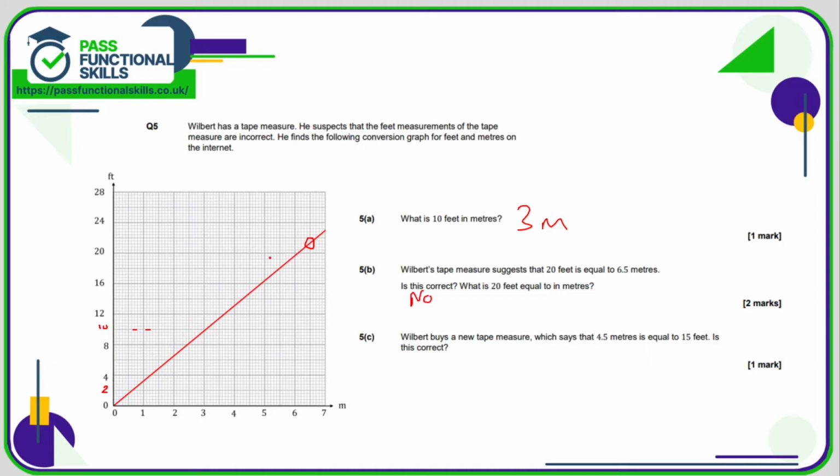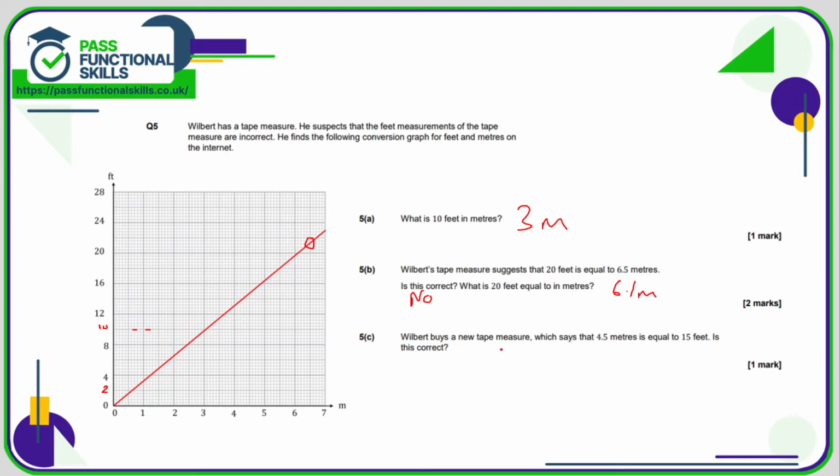20 feet, according to this, is equivalent to, looks like sort of 6.1 or 6.2 metres perhaps. Something along those lines. Let's just double check that. 20, yeah, I would say 6.1 metres. Again, if the mark scheme says 6.2, I'm sure 6.1 is also fine.